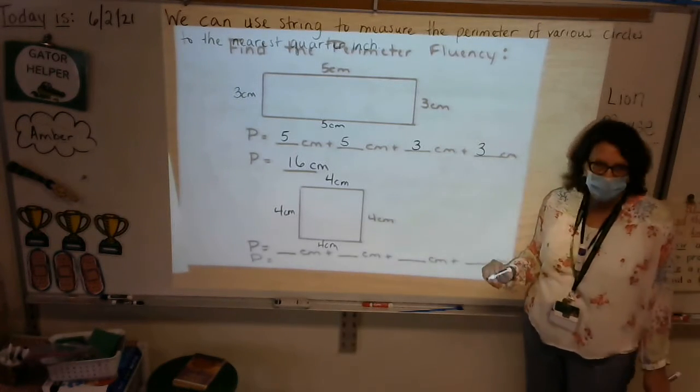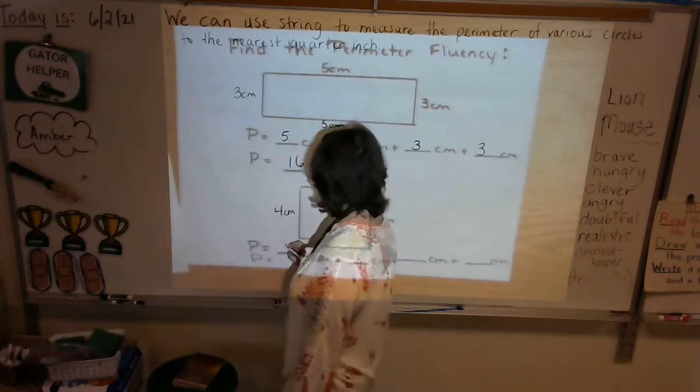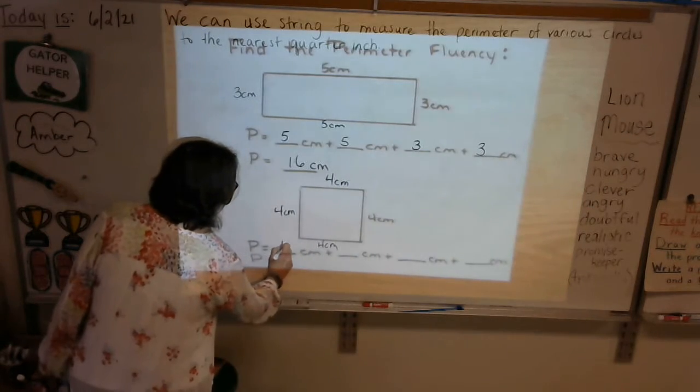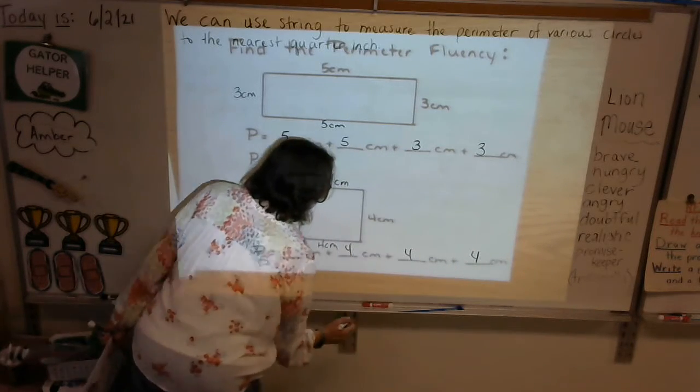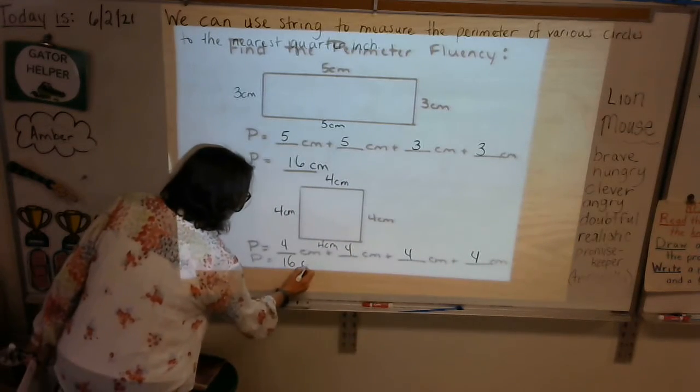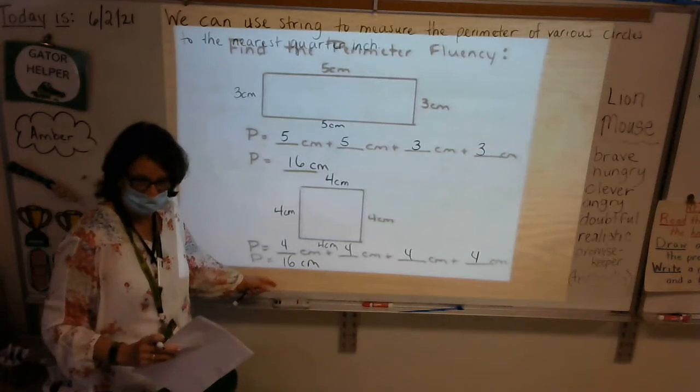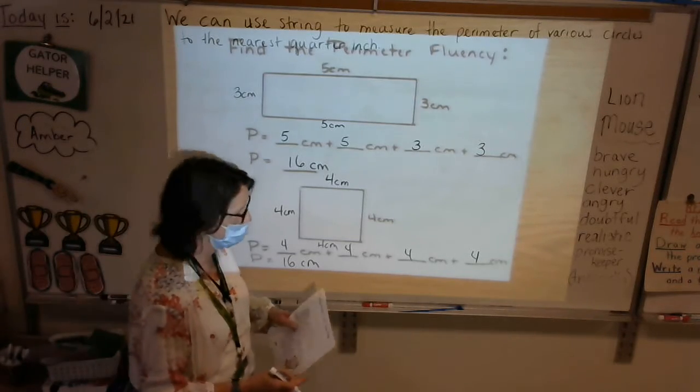All right, give me your number sentence, Ori. P equals 4 centimeters plus 4 centimeters plus 4 centimeters plus 4 centimeters equals 16 centimeters. Very good. Everybody make sure you dress up your number with your answer. Okay, let's look at the next shape.